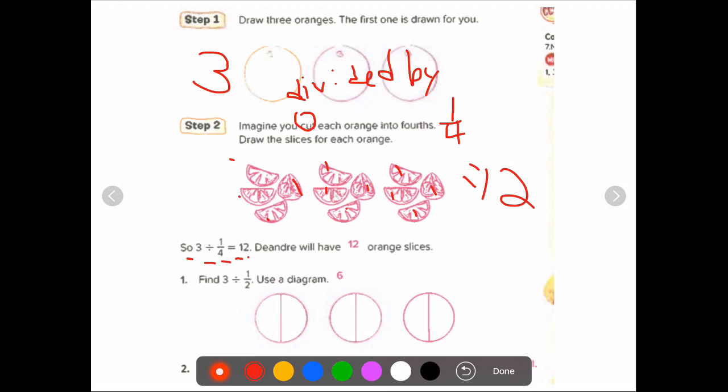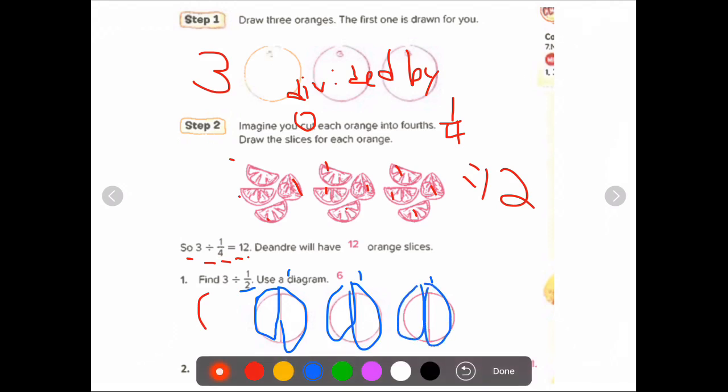And if we look at it the same way here, how many circles do I have down here? I have 3 circles. 1, 2, 3. And I want to divide them by 1/2. So I want to know how many halves. There's 1/2 here. That's 2, 3, 4, 5, 6. So 3 divided by 1/2 is equal to 6.